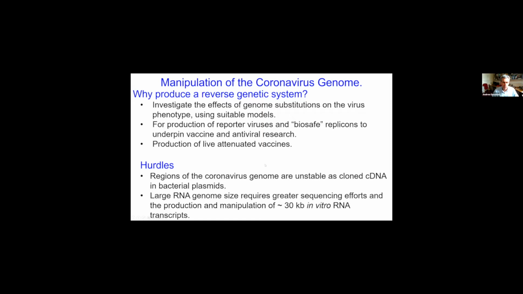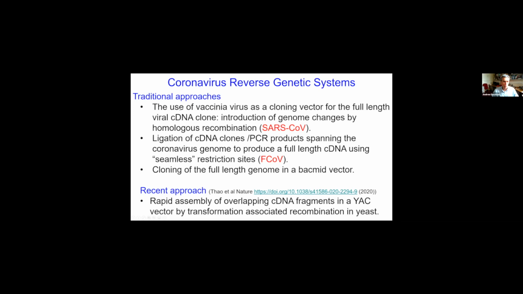So compared to other RNA viruses, coronaviruses have been the most difficult to develop reverse genetic systems for. And that's for a number of reasons. First of all, regions of most coronaviruses or their genome, cloned as cDNA, are unstable in bacterial plasmids. So this has really hindered efforts. And just because of the large genome size, it's really necessitated sort of much greater sequencing efforts. And if you're dealing with a protocol that requires production of in vitro RNA transcripts of 30 kilobases, this is also really quite difficult.